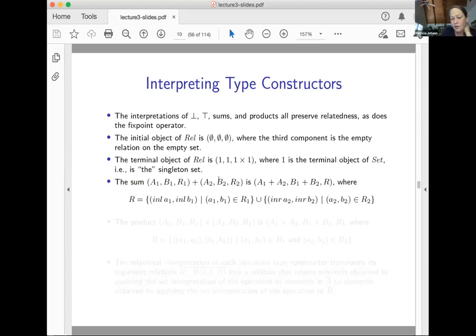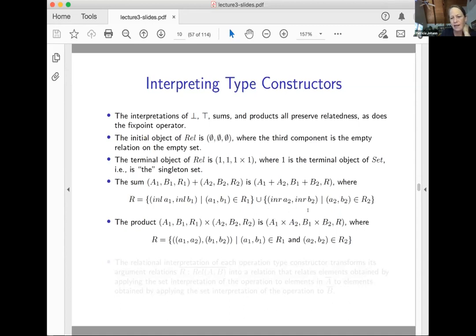How do I take the sum of two relations? Well, it's going to be a relation over the sum of the domains and the sum of the codomains. And I'm just going to do exactly what you think. I'm going to look at all the things that are related in the first component and all the things that are related in the second component. And what about for products? The product of two relations is going to be a new relation, and it's going to be over the product of the domains and the product of the codomains. And it's going to relate two things exactly when the first components are related and the second components are related.